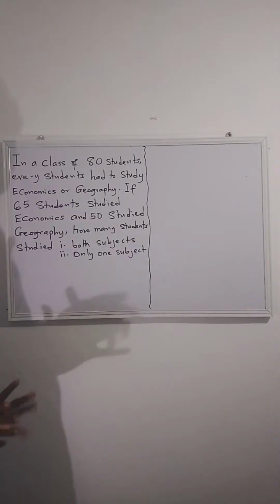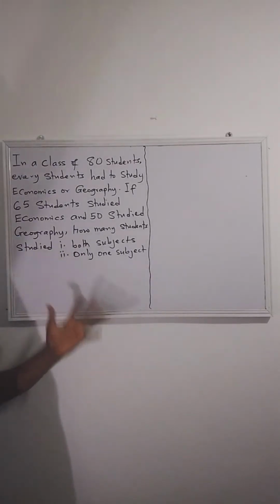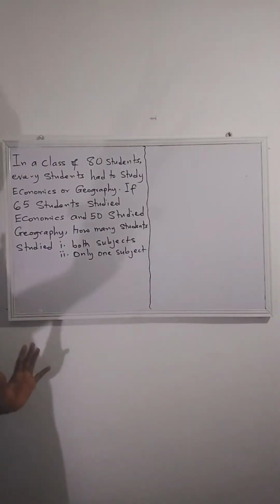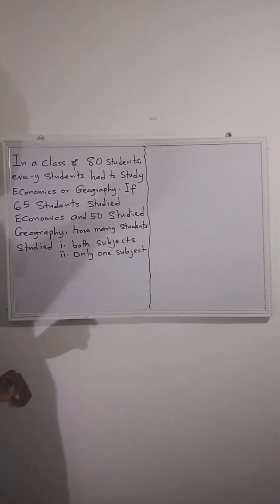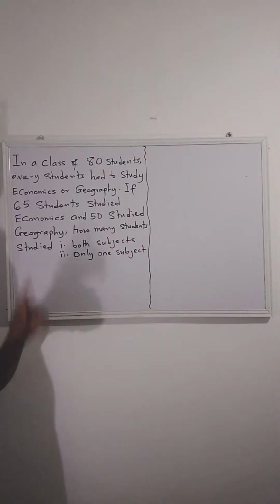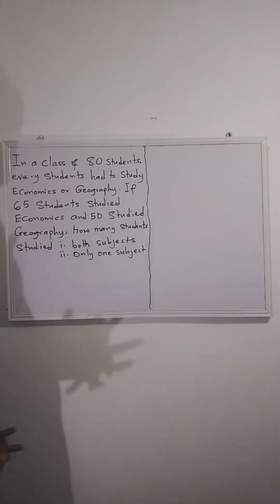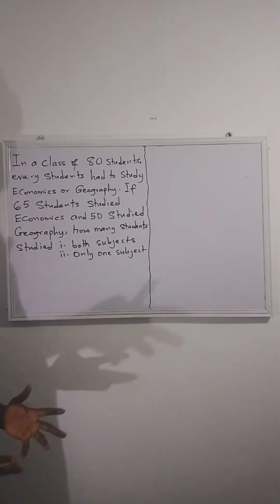So we are reading in between lines now. Okay, let's go. In a class of 80 students, that means we have a particular class where we have 80 students. All right, please don't forget that we have 80 students. Every student had to study economics or geography. So that means there must not be a student in that class that will not study either economics or geography. But the question has not said that students cannot study the two subjects.